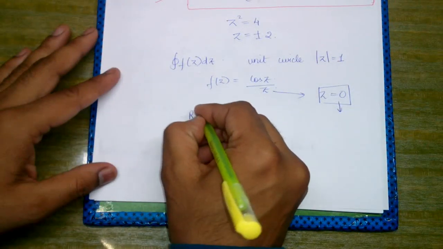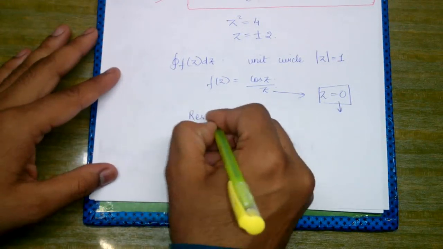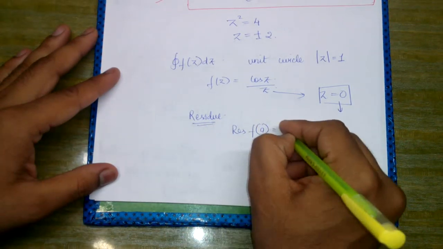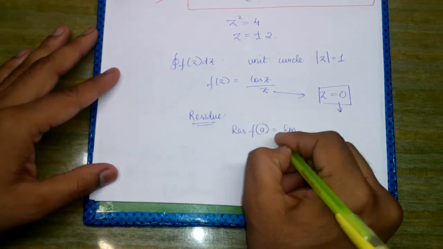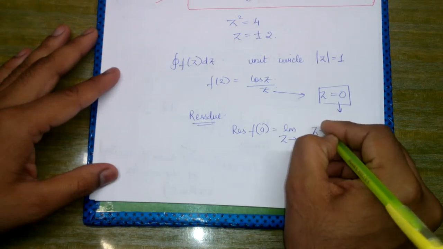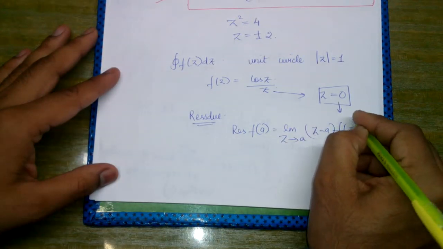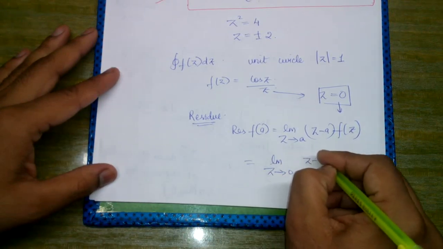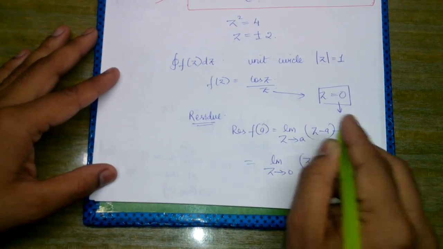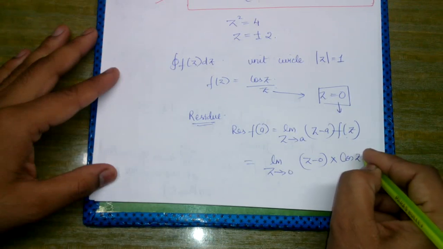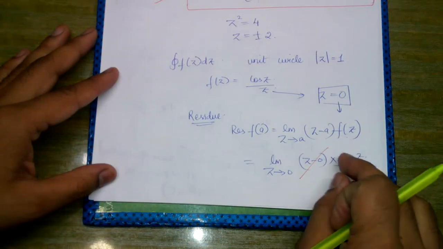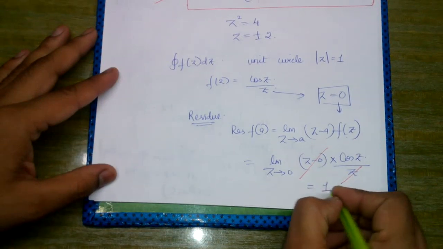So now we will find the residue. Residue of f at a equals limit z tends to a of (z minus a) into f of z. So this would be limit z tends to 0 of (z minus 0) into f of z, which is given as cos z upon z. So z gets cancelled out, and here we will obtain 1.